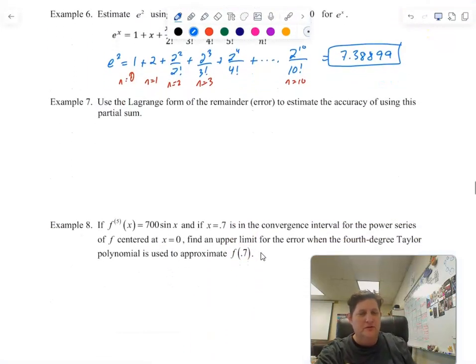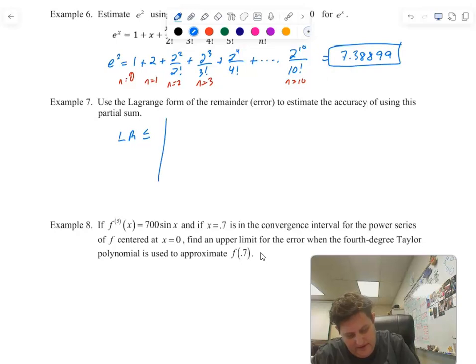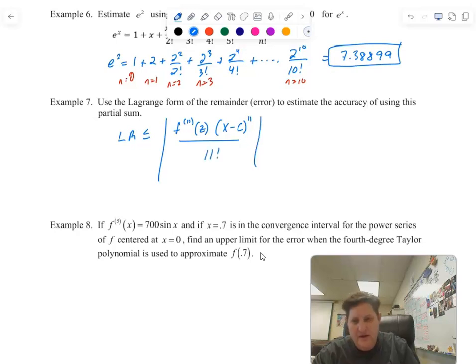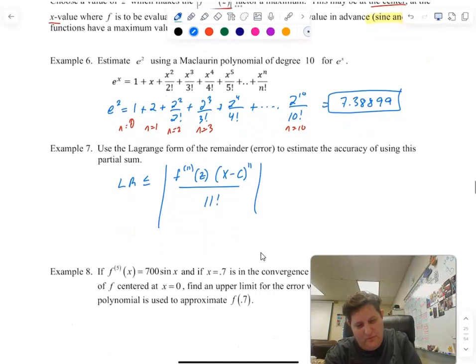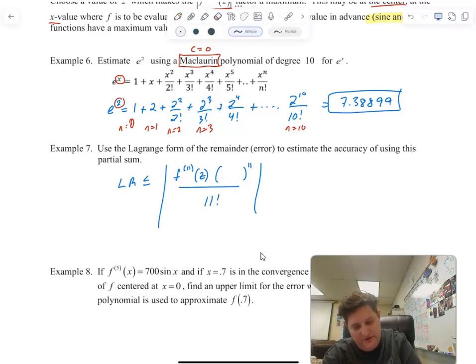Now, use the Lagrange form of the remainder to estimate the accuracy of using this partial sum. So what's the accuracy? I always go like this. My Lagrange remainder is less than or equal to, since I'm going to the 11th, x minus c to the 11 over 11 factorial, because that's the next term. Now, this tells me exactly where I'm centered, and the Maclaurin series means you're centered at 0. And what am I using for x? I'm using 2. So x is 2.